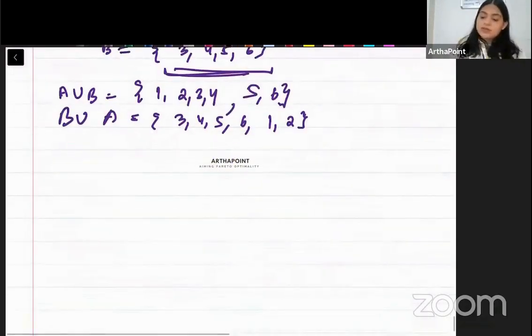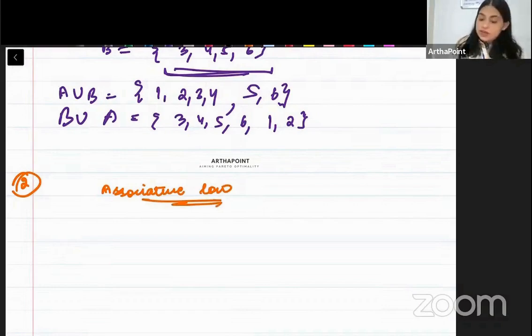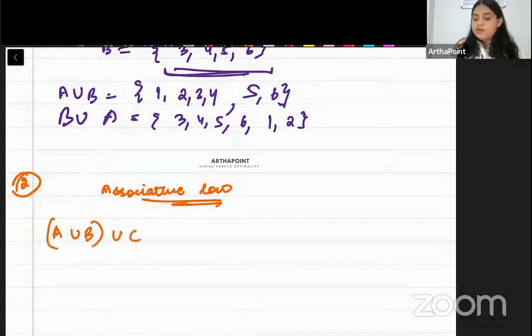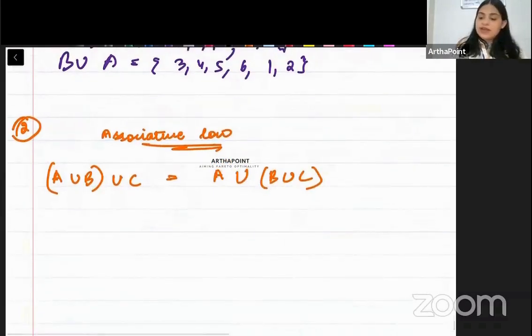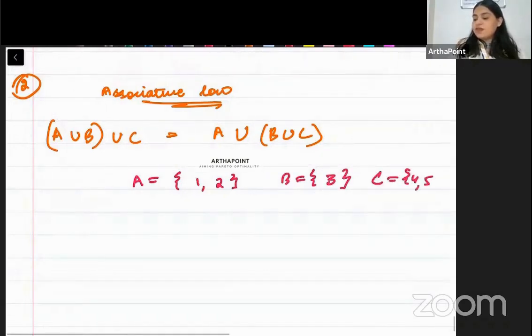Let's do the next one. This is known as associative law. So beta, associative law states that whether you do A union B and then do a union with C, or you first do B union C and then do a union with A, it is the same thing, right? Take an example. So suppose I have A as 1, 2. I have B as 3. And I have C as 4, 5.